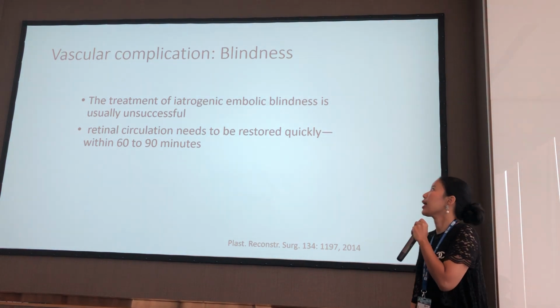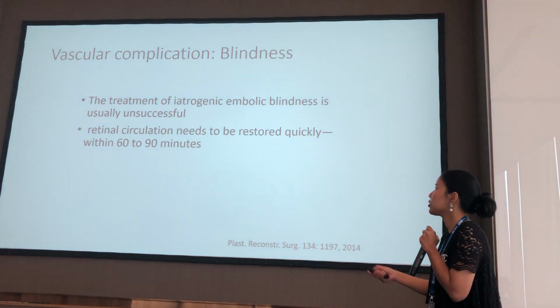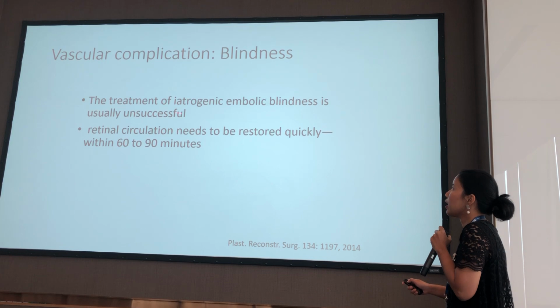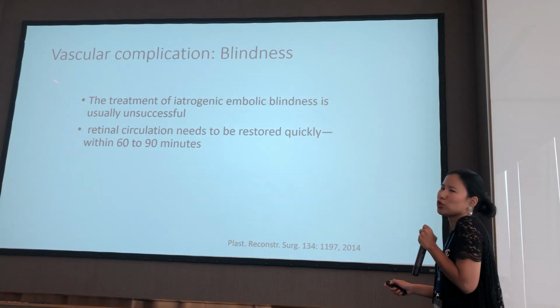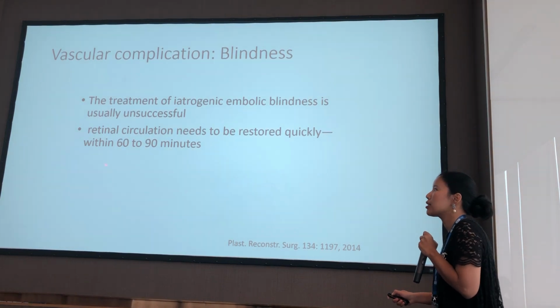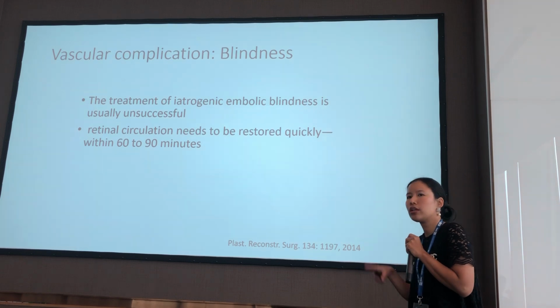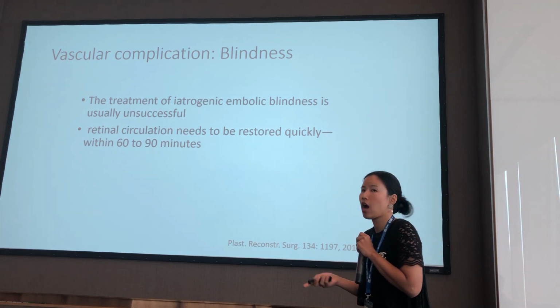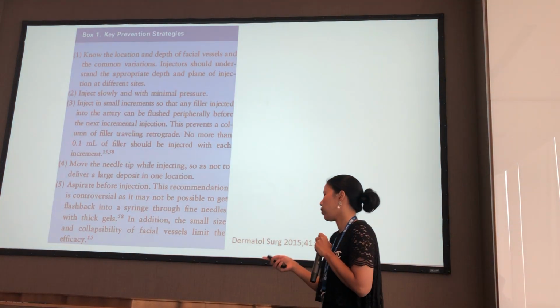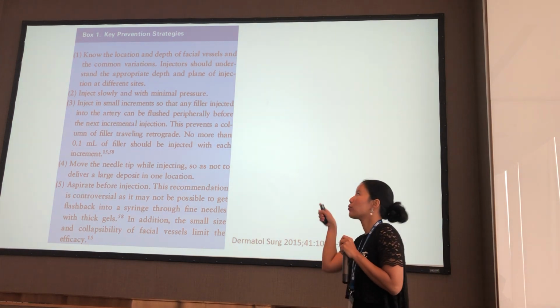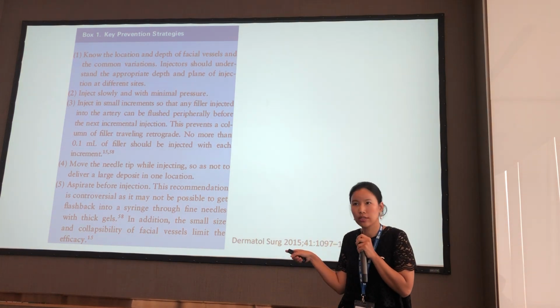And vascular complication for blindness. Okay, to say frankly, the treatment of the iatrogenic emboli is usually unsuccessful because the golden period for the retina is only 1 to 1.5 hours. That's only that. So, what is more important here is the prevention.